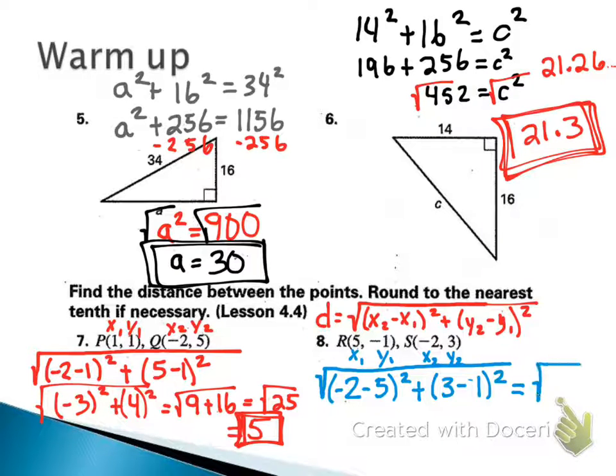That's going to give me negative 7 squared, which is 49, plus 4 squared, which is 16. 49 plus 16 is what? 65, and then you take the square root. What's the square root of 65? 8.06. 8.06? 8.1. 8.1. Wonderful.